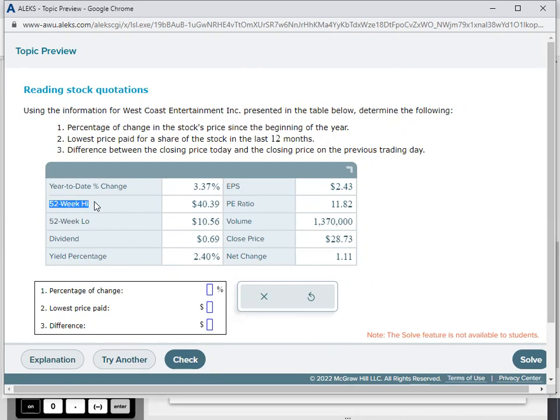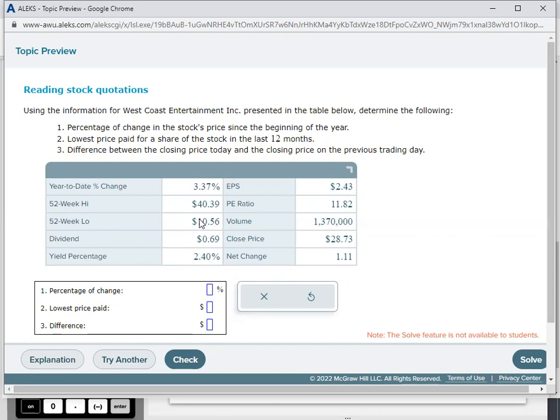52-week high. Well, in case you weren't aware, there are 52 weeks in a year. So when they say 52-week high, they mean over the last 52 weeks, the last year, what was the highest price of the stock and what was the lowest price of the stock?